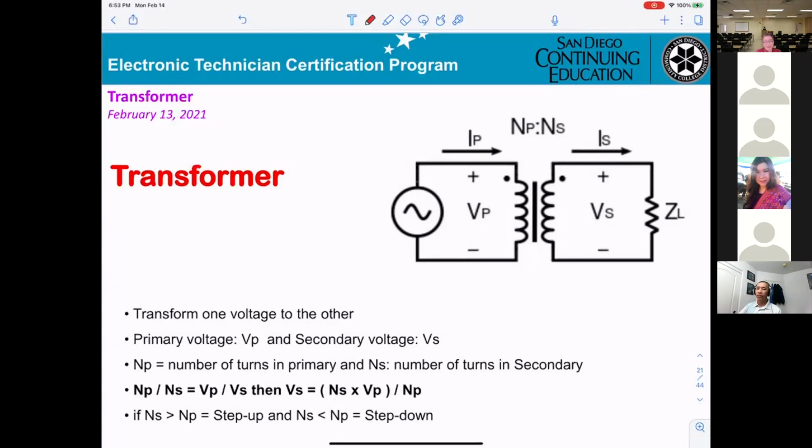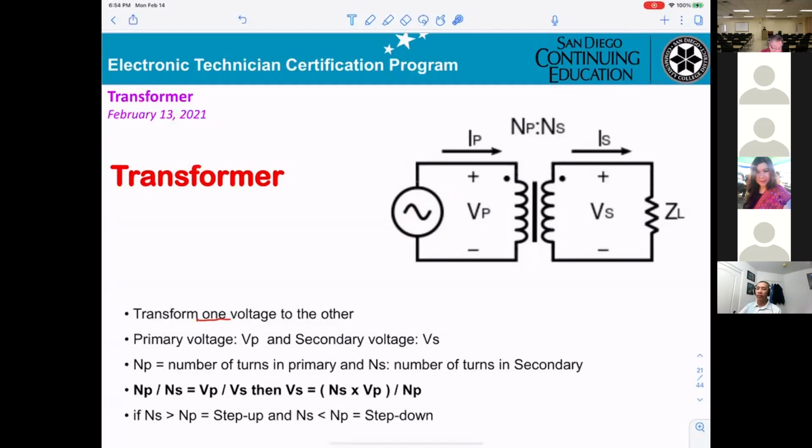You can see you can get the transformer everywhere. They convert, okay, from 120 volt to 12 volt or whatever. Now, they transform one voltage to the other. Okay, remember that. Not AC to DC. No, they just transform one voltage to the other.